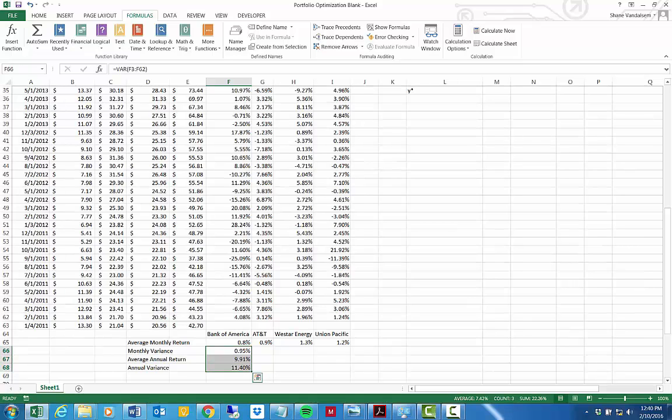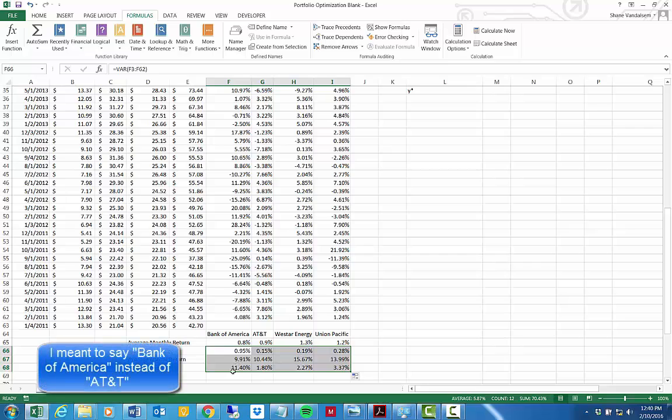I can grab these, pull them across. So as we see here, AT&T has a much higher variance than anyone else, and a lower return, so not a terribly attractive investment at this point. We're going to see, though, if it can add to the value of the portfolio by combining it with the other 3 stocks that we have here.